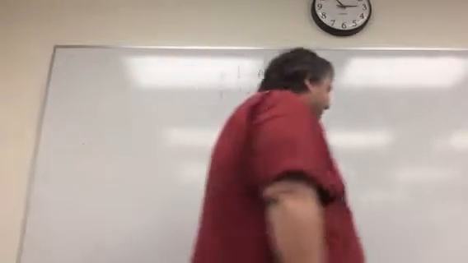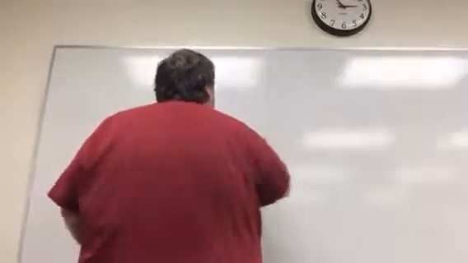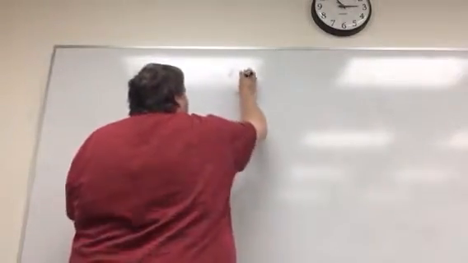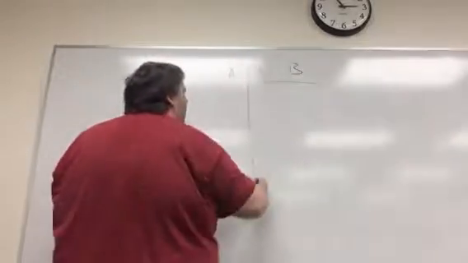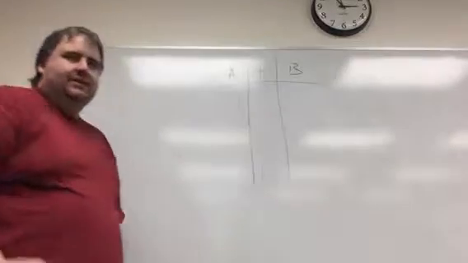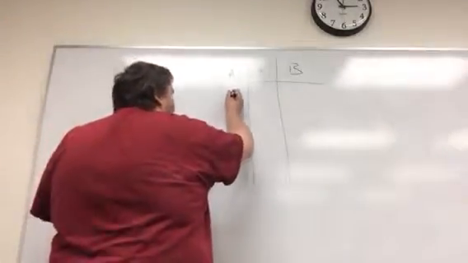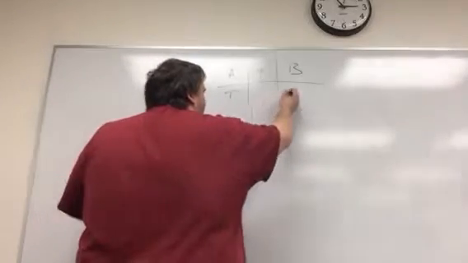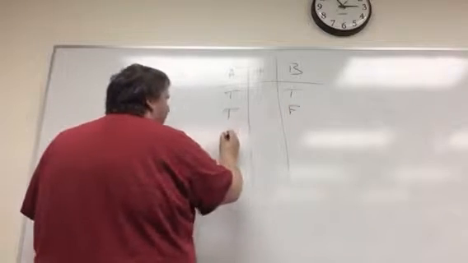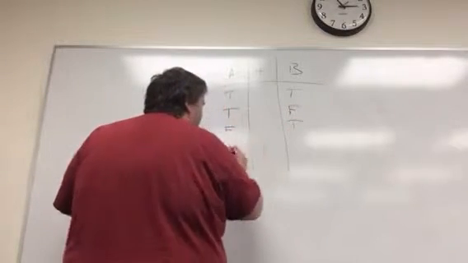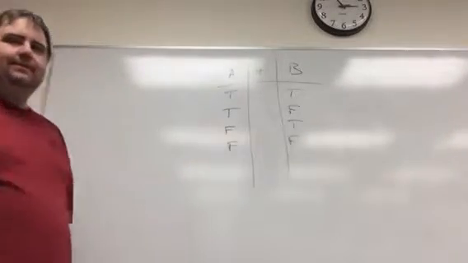But if we get into a statement like Al is 6 feet tall and Bill is 6 feet tall, well, now we have two symbols, right? So A could be true while B is true. A could be true while B is false. A could be false while B is true. And both of them could be false simultaneously.